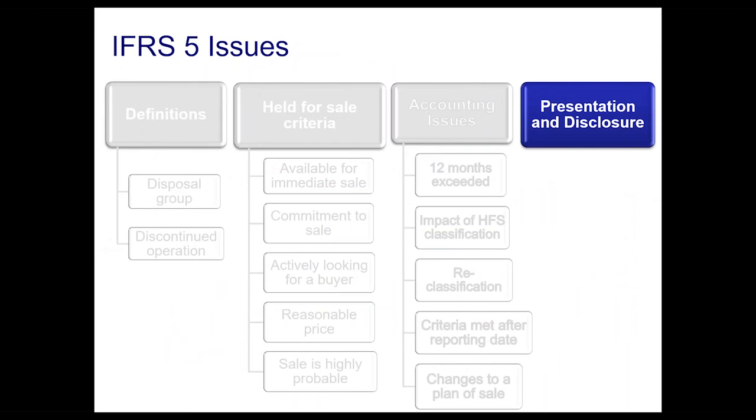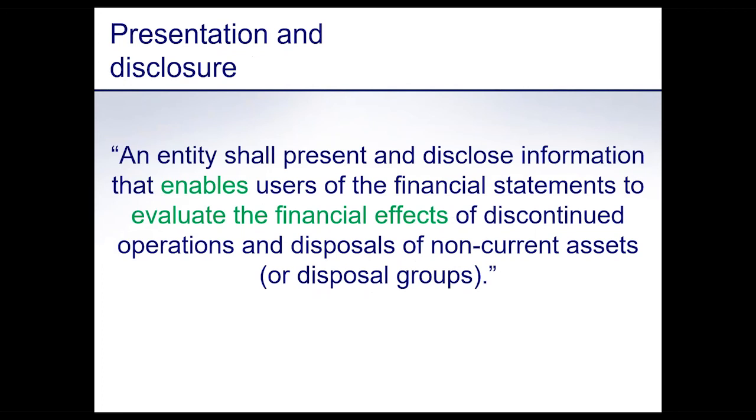That leads us to the final portion of the standard, which is the presentation and disclosure. If you look at the presentation and disclosure section of IFRS 5, it starts off by saying, an entity shall present and disclose information that enables users of the financial statements to evaluate the financial effects of discontinued operations and disposals of non-current assets or disposal groups. Again, this goes back to what I said at the beginning: as a company, we've taken a decision that we want to dispose of a particular asset, a particular group of assets, a disposal group. How is that going to impact what we are doing? That's effectively what we're trying to reflect in the financial statements.